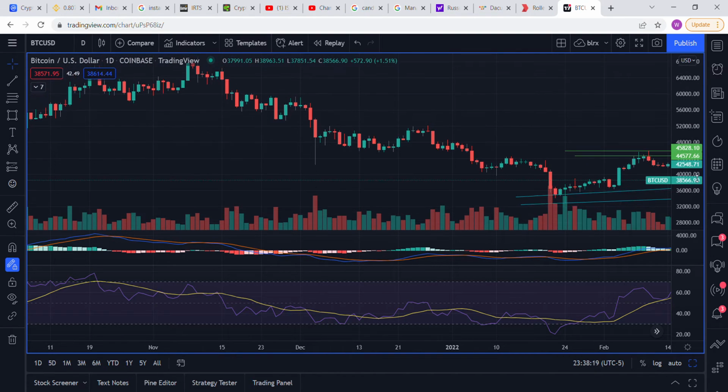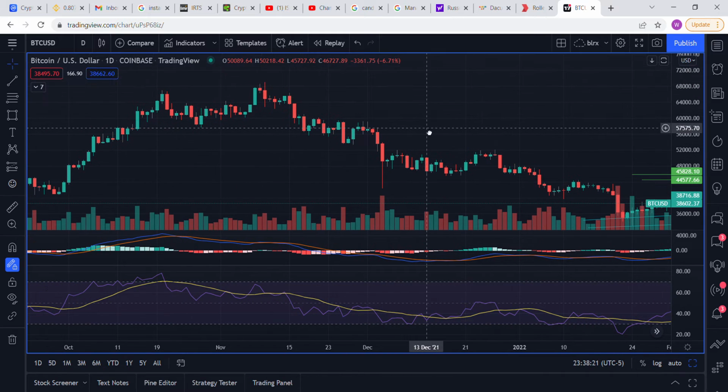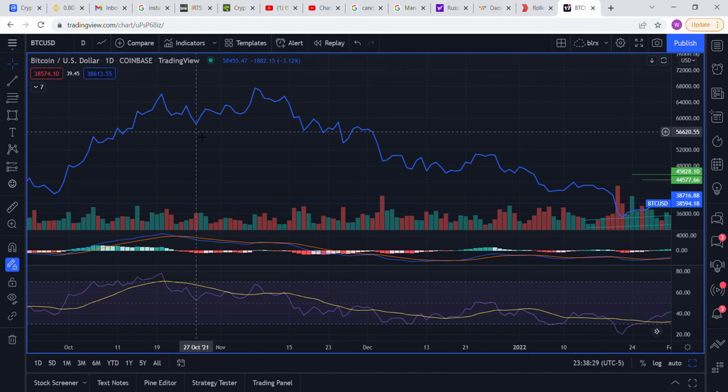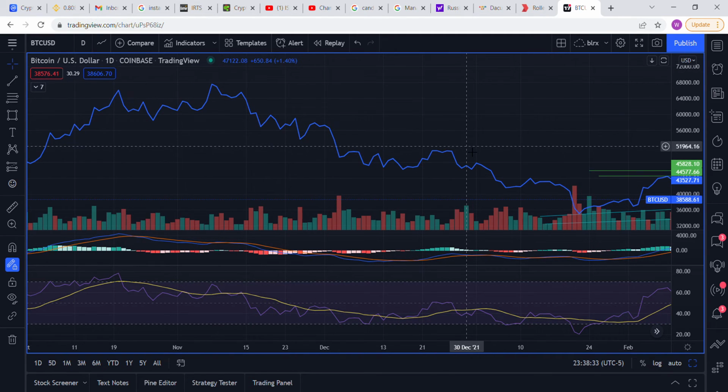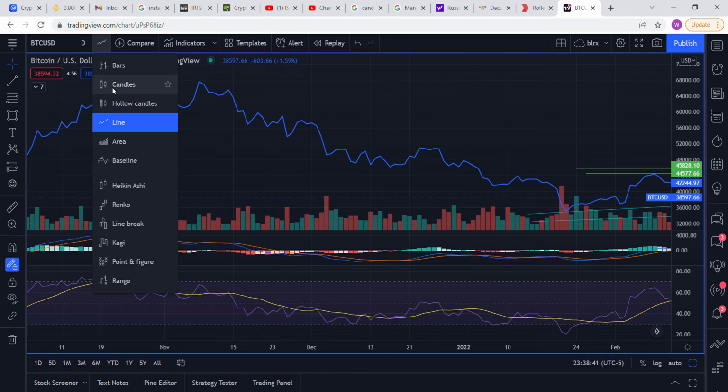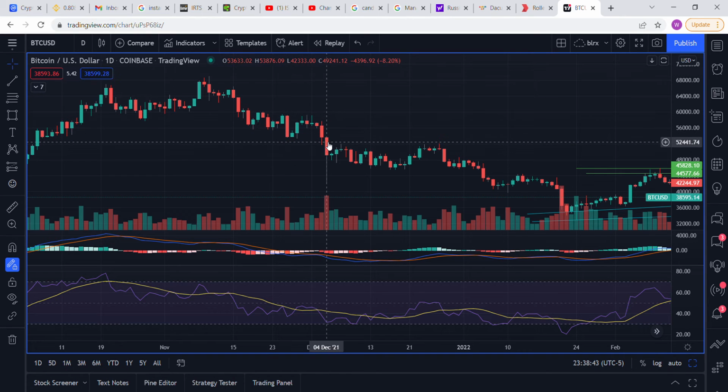Now I want to show you why you should use candlesticks or something like it instead of using a line chart. All right. Can you see a difference here? We said December 4th, right? Hold on. Let's go back. Okay, December 4th, right here.